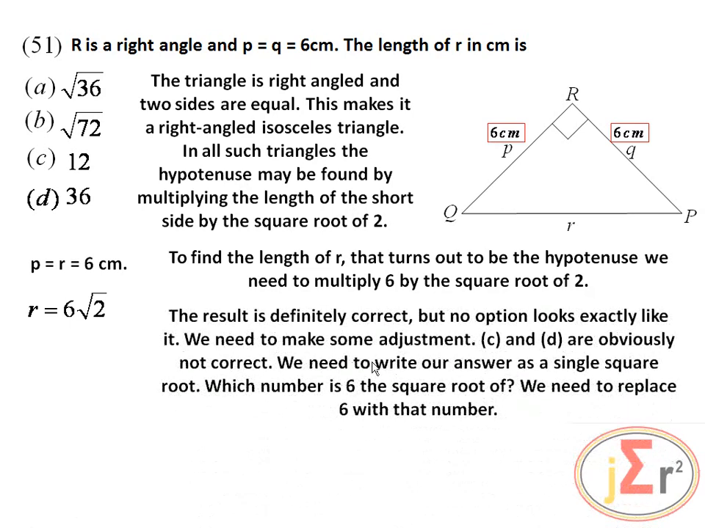The result is definitely correct, but no option looks exactly like it. We need to make some adjustment. C and D are obviously not correct. They are obviously not correct because they do not have anything to do with square root. We know that the answer has something to do with square root, so we are sure C and D cannot be correct. We need to write our answer as a single square root. Which number is 6 the square root of?